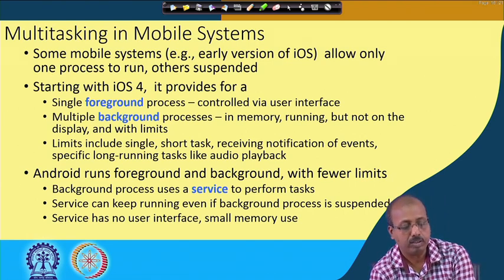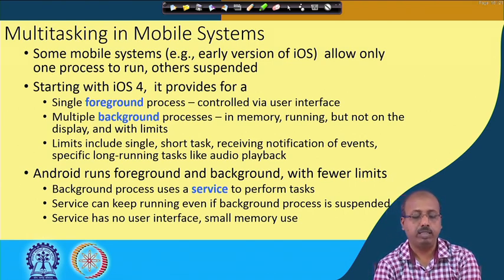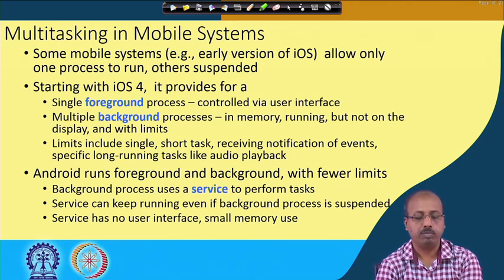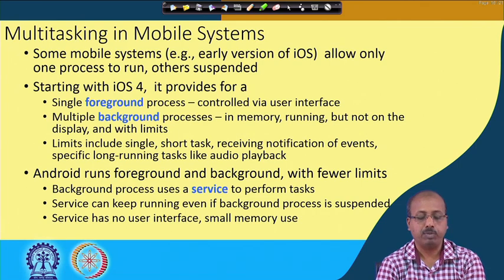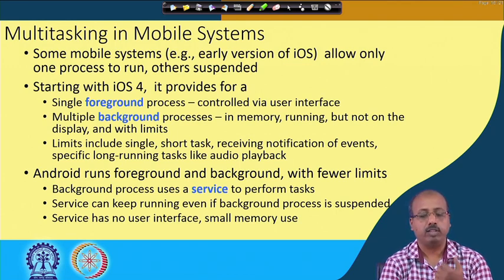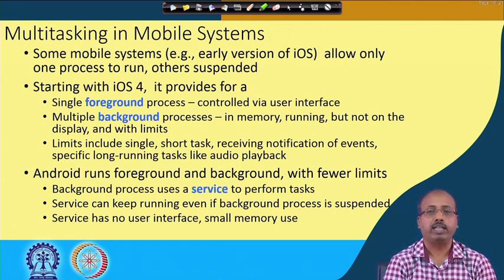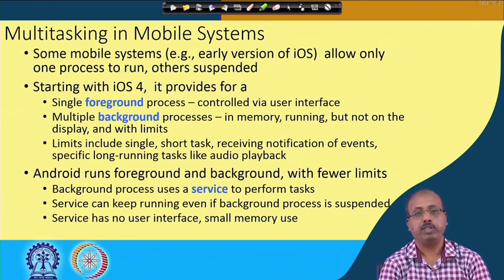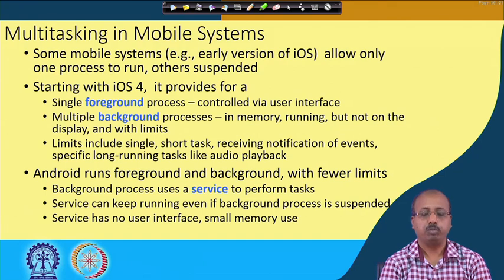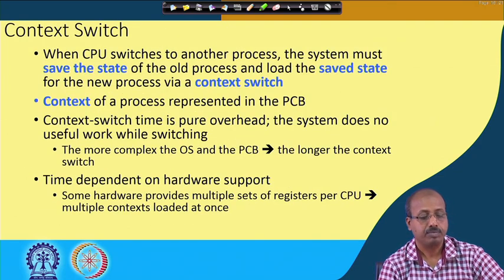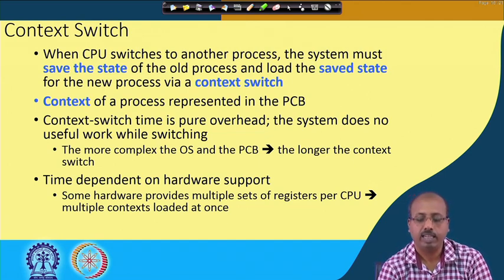If you look into Android, it runs foreground and background processes with fewer limits. A background process uses a service to perform the tasks, and the service can keep running even if the background process is suspended. The service has no user interface and uses a small amount of memory. So, that is the structure of Android. Again it has foreground and background jobs. The foreground jobs will always be running, and the background jobs are conceptualized in terms of services. Now, the context switch that I was talking about.